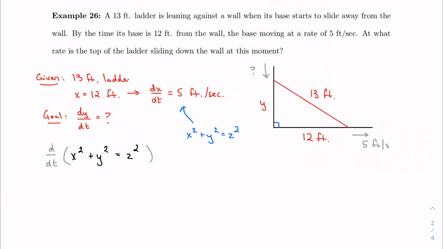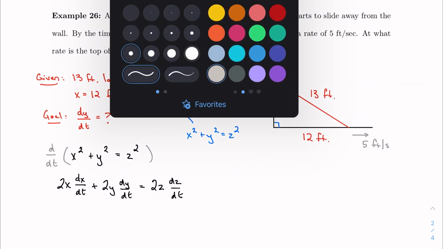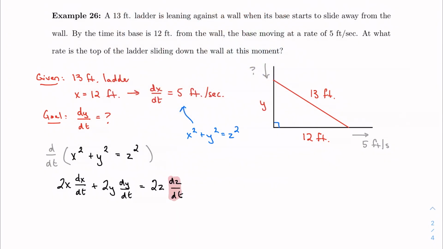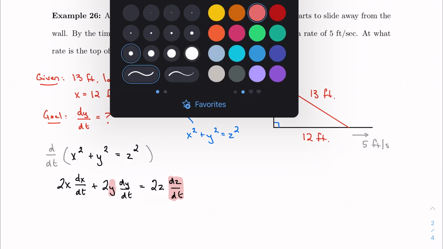So I get 2x dx/dt. That's good, I have both of those. I have 2y dy/dt, that's good, I need to solve for dy/dt. And I have 2z dz/dt. And now it starts to look problematic because I don't know dz/dt. And actually, come to think of it, I don't know y right now either. And I'm solving for dy/dt.